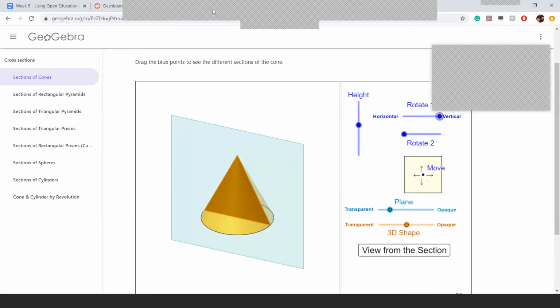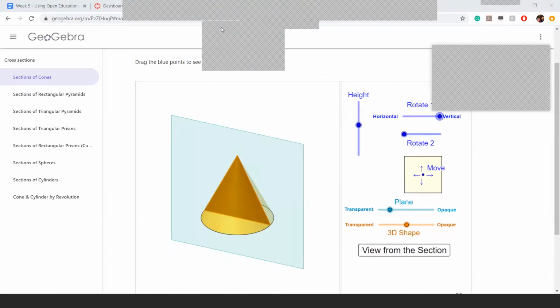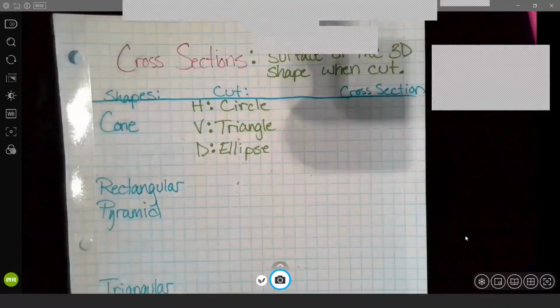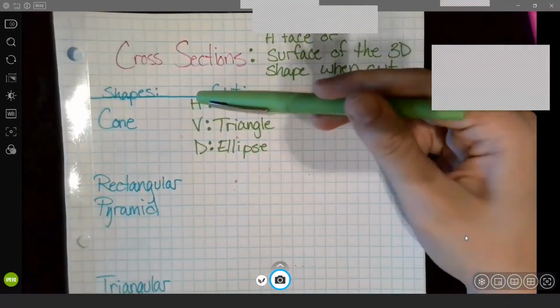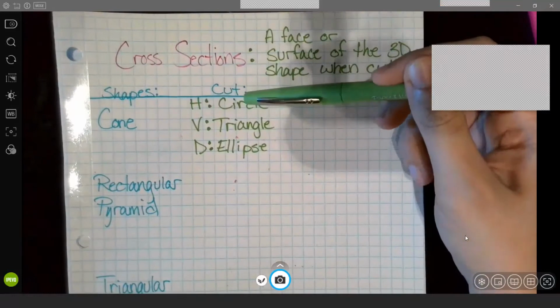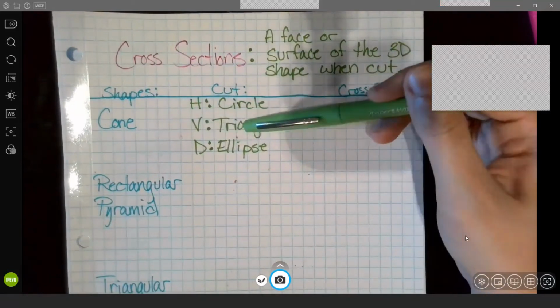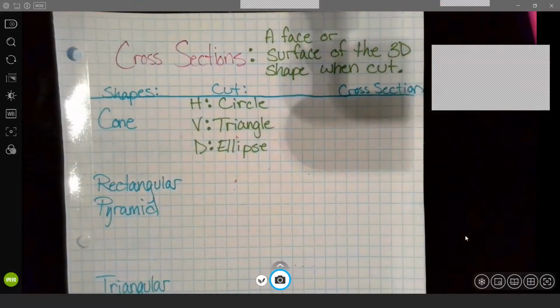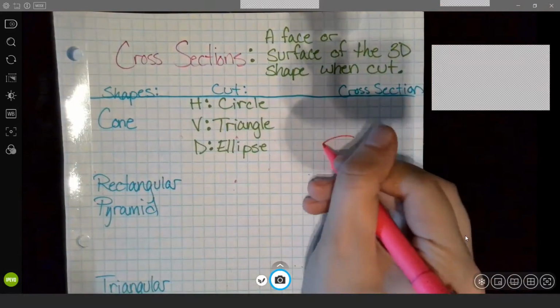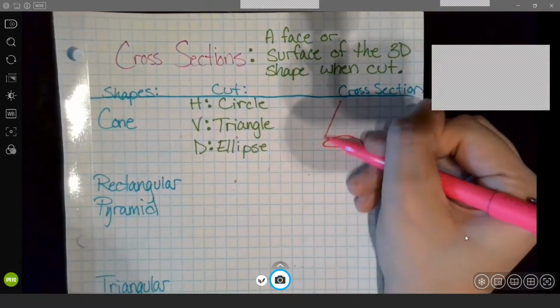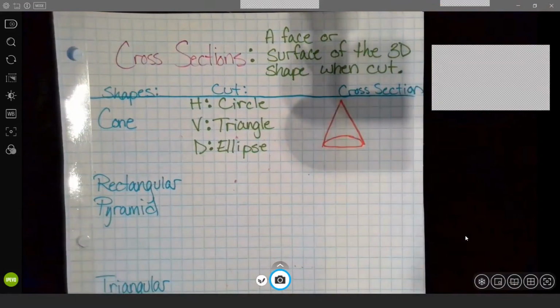So going back to the paper, we have three different things. For a cone, when you cut horizontally, you get a circle. When you cut vertically, you get a triangle. And when you cut diagonally, you get an ellipse. On your notes, I still recommend you drawing these out. Even though you will have the online tool for later, it still helps you to see this on paper as well. And when you actually start drawing it out on your own, it really helps solidify this information.